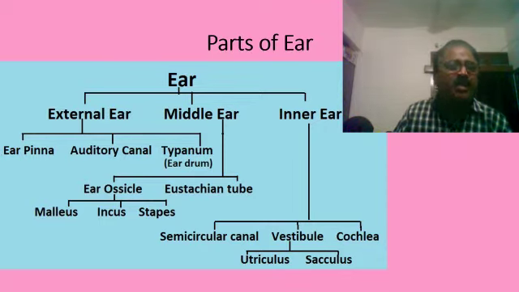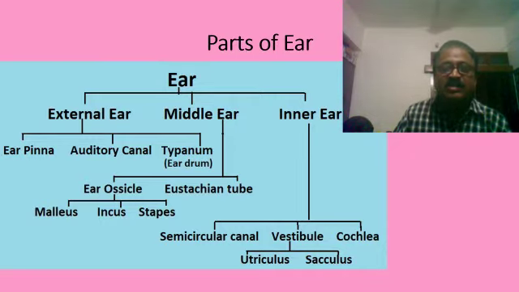The outer ear or external ear has three different parts. They are ear pinna, auditory canal, and tympanum. Tympanum is also called eardrum. Middle ear has two parts. They are ear ossicle and eustachian tube. Ear ossicles are of three types. They are malleus, incus, and stapes.